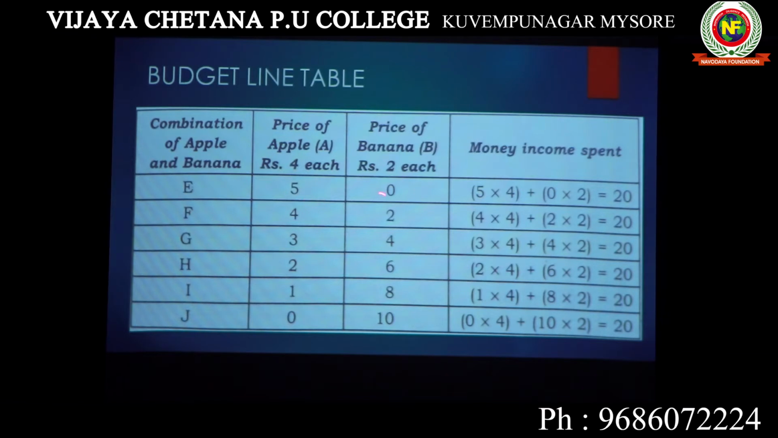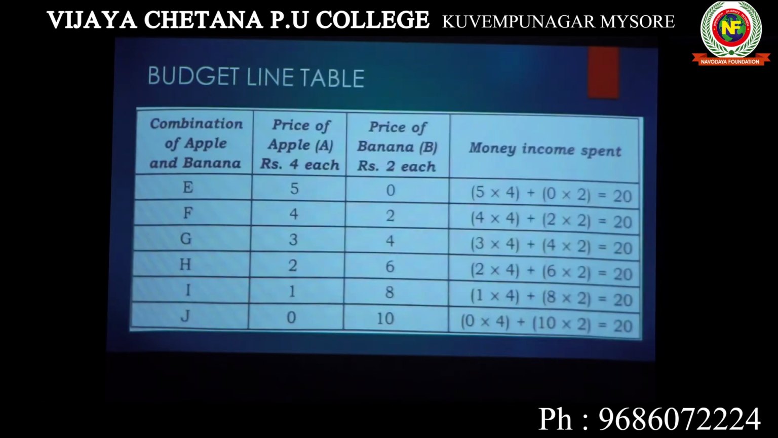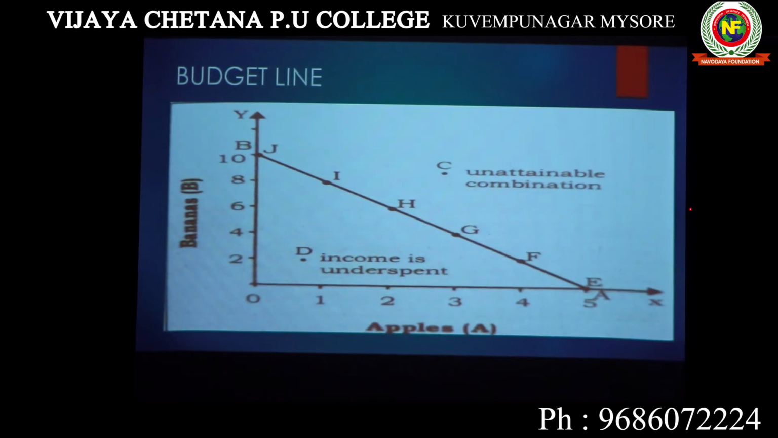If we join all the sets of various combinations of two goods, it is called the budget line. I think you have understood what is a budget line. Budget line means the locus, or joining, of various combinations of two goods whose expenditure is equal to the consumer's income. Let us now see how this can be expressed in a diagram. What we have seen in the previous slide, this is the diagram of the budget set, the budget line table. Here you see banana, how much of bananas he can purchase.